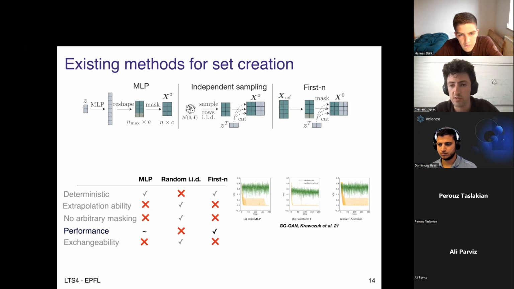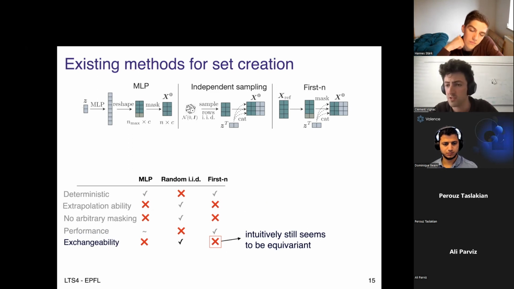You have the same issue that you cannot generate any number of points, but in terms of performance, it's much better. I would say that it was the best method that existed. Again, it didn't have the exchangeability property. And this is a bit surprising because you have the reference set, you concatenate the latent vector to each point, and then you can do the update with an equivariant network. And it seems that nothing is wrong with this. It seems that you respect the structure of the set, or of the graph if you want to generate a graph. So this method seems to be equivariant, but still it's not exchangeable.